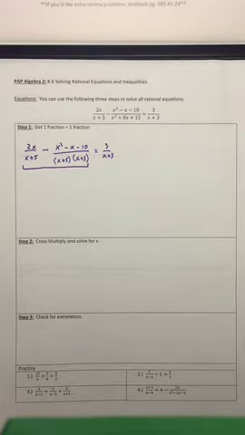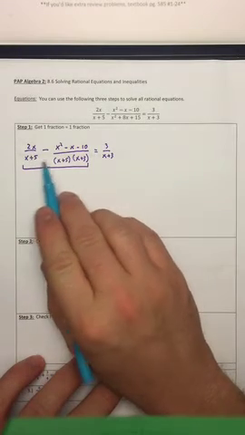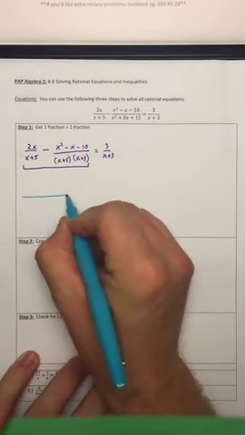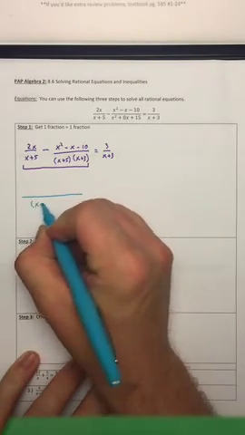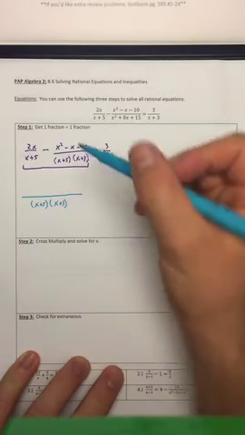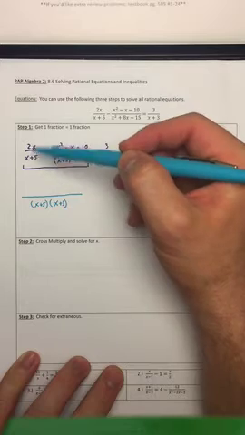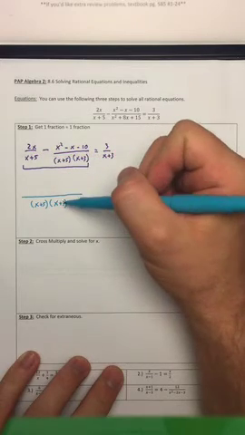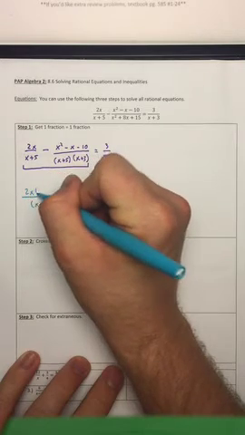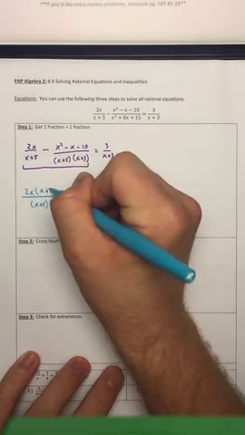So as we see here, I've got an x plus 5 and an x plus 5 in both denominators. So what I'm going to use for my least common denominator is x plus 5 times x plus 3. So as I look at this first fraction, the only thing that the denominator here is missing is this x plus 3. So I'm going to multiply the numerator, 2x, by x plus 3.